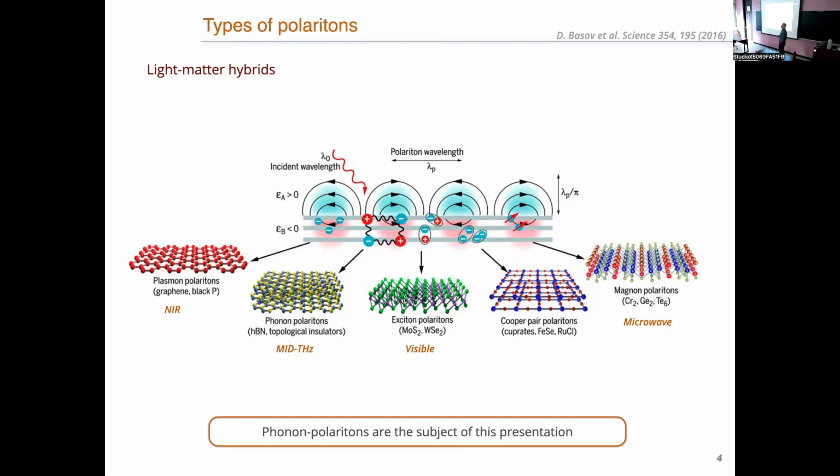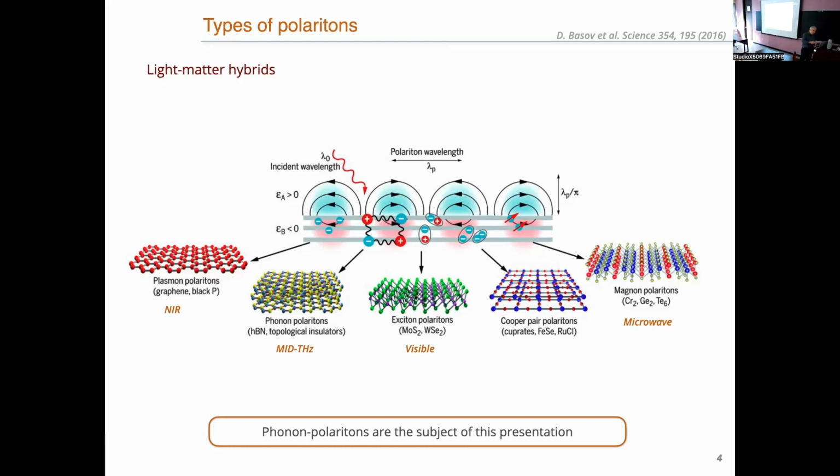Exciton polaritons have been extensively studied in the last decades or so. These are excitations that you can find mostly in the visible range of the spectrum. You have plasmon polaritons in the near infrared. You can have magnon polaritons, the magnetic counterpart, in the microwave. And what I will talk about today are phonon polaritons. Phonons are crystal vibrations, or atomic vibrations in the crystal. Some of these phonons will be polar in nature, and as they propagate, they will be coupled with light as well. So in this presentation, whenever I say polariton, I mean phonon polaritons.